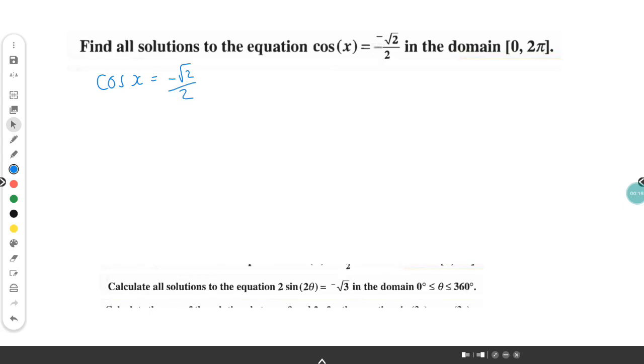First thing, two things I identify are my basic angle and my quadrants. Now when you get your basic angle, the negative's not relevant, okay? The negative's relevant for the quadrants that I'm in. Alright, so I'm worried about root 2 on 2 there. I look up my table. Okay, which angle has a cosine value of root 2 on 2?